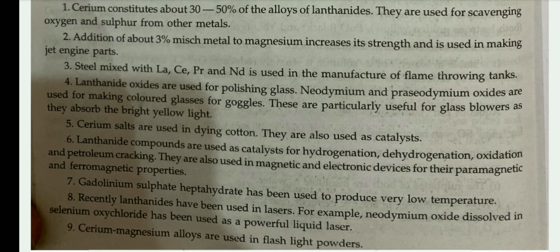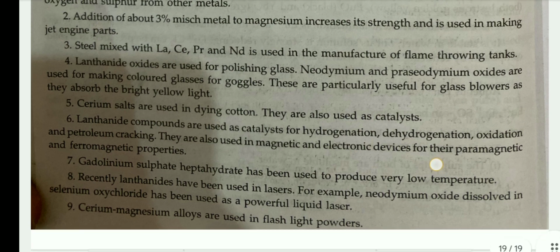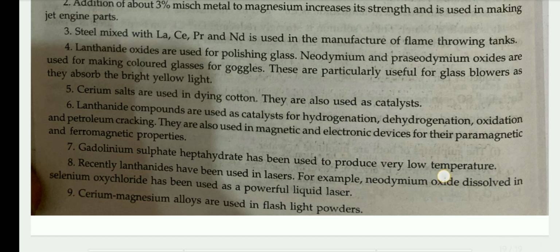Gadolinium sulfate heptahydrate has been used to produce very low temperature. Recently, lanthanoids have been used in lasers. For example, neodymium oxide dissolved in selenium oxychloride has been used as a powerful liquid laser. Cerium magnesium alloys are used in flashlight powders.